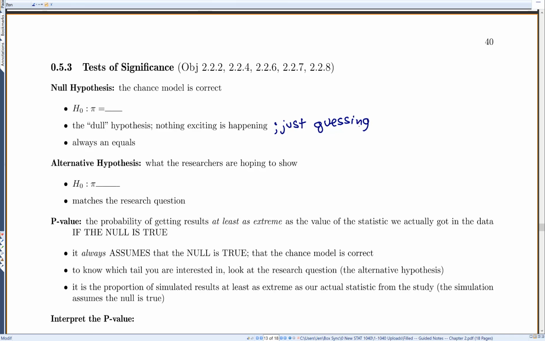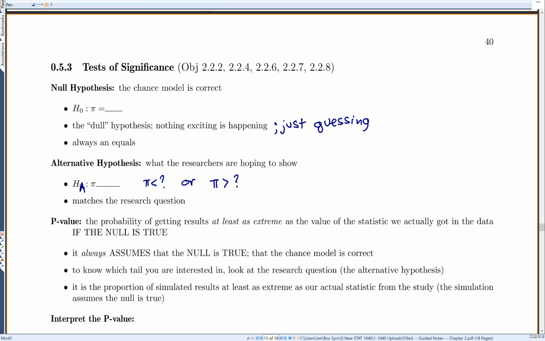The alternative hypothesis is what the researchers are hoping to show. It will be an H, oh sorry, that's the typo, H with an A there. And it'll be a pi, and it will either be like a pi is less than a specific number, or it'll be a pi is greater than something, okay?